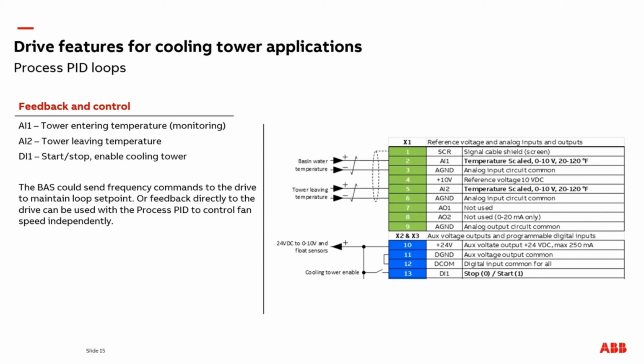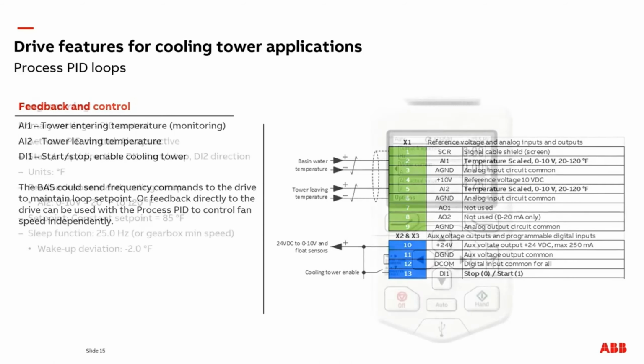A fixed set point could be used or adjustable and sent from the BAS. The PID gains are adjustable to tune tower fan response time to loop temperature changes. A sleep function can be used to turn off the fan during low loads when the temperature set point is met or only evaporative or wet cooling is required. A wake setting can then be used from sleep and turn the fan back on before the loop is at or going above temperature set point.